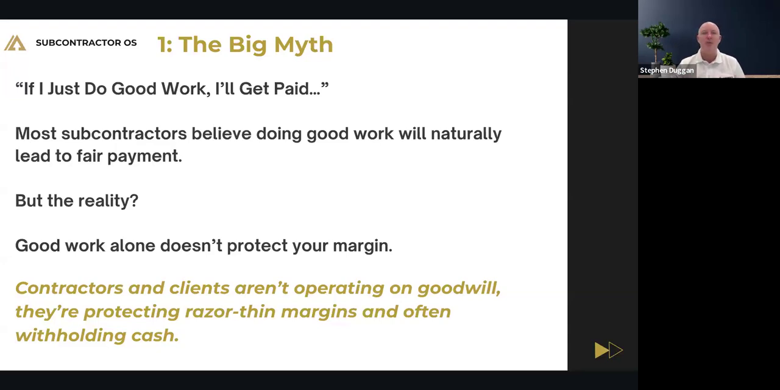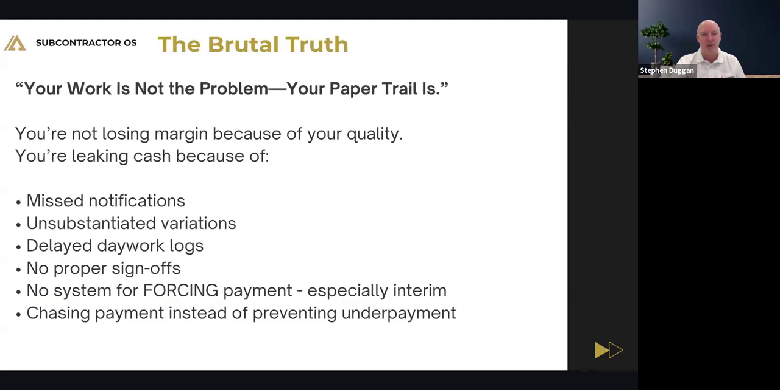Contractors and clients are not operating on goodwill. They're protecting razor thin margins and often withholding cash. If you think about the main contracting model that you work for, these are contractors that operate on net margins of 3%. So if you're coming with an increase in your contract sum that you can't substantiate, validate, and most importantly, enforce, they're going to do everything in their power to try and deny you payment for that work.